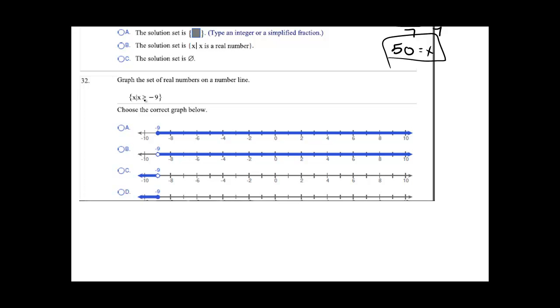And this symbol points the direction that the line goes if your variable is on the left-hand side, which it is. So x is greater than or equal to -9 will be A. And if we want to think about that logically, 0 would be greater than or equal to -9. And we've included 0 in our answer.